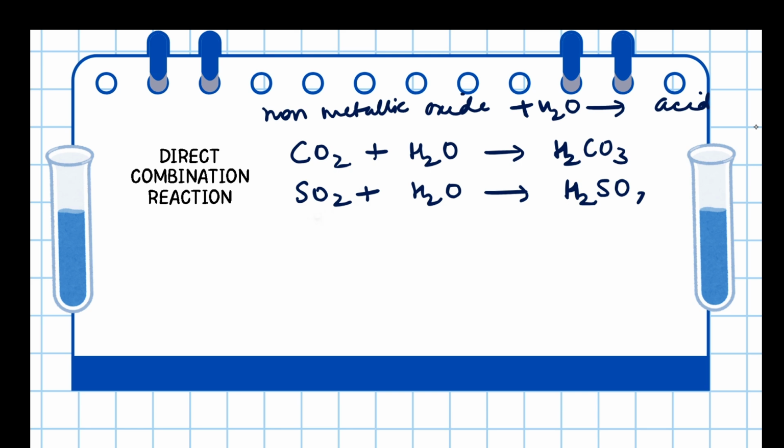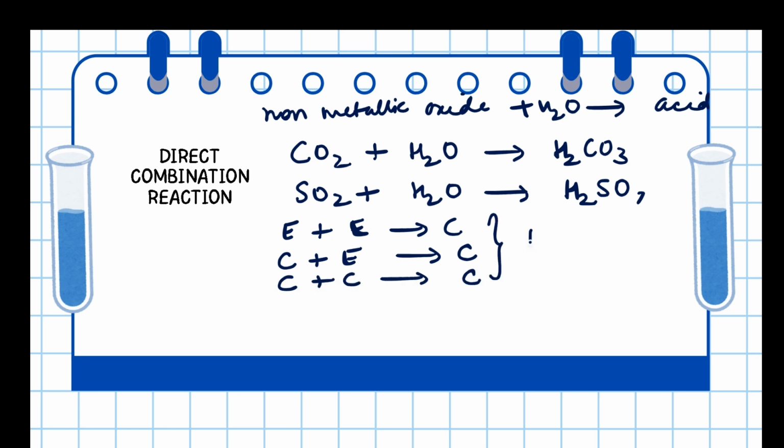We saw three different types of combination: an element combining with an element to form a compound, then a compound combining with an element to form a new compound, and lastly two different compounds combining to form a new compound. In this way you will remember the different types of combination reaction under these headings: element combining with element, compound with an element, and compound combining with another compound.